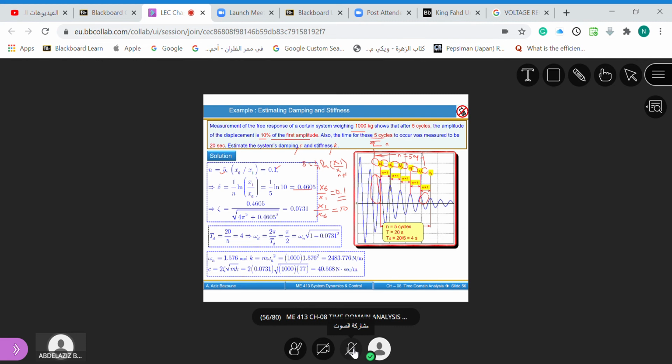This is delta over the square root of 4 pi square plus delta square, which gives you 0.0731. This is your damping ratio. Remember, delta we found from the graph, and zeta we found from the formula.